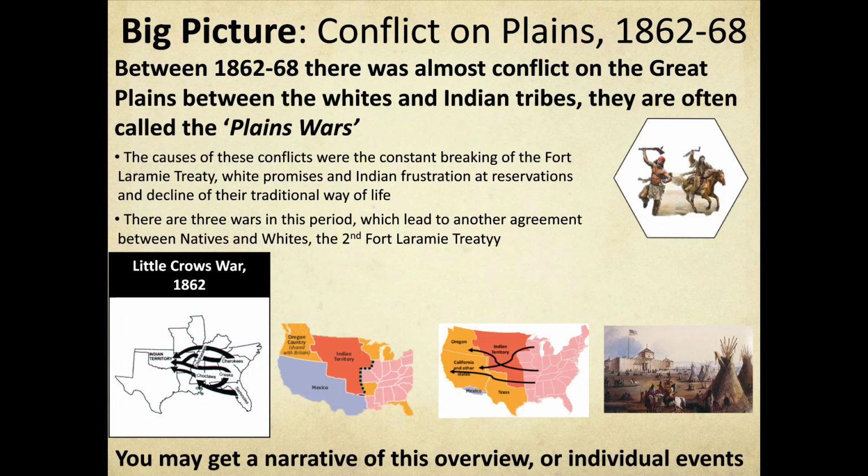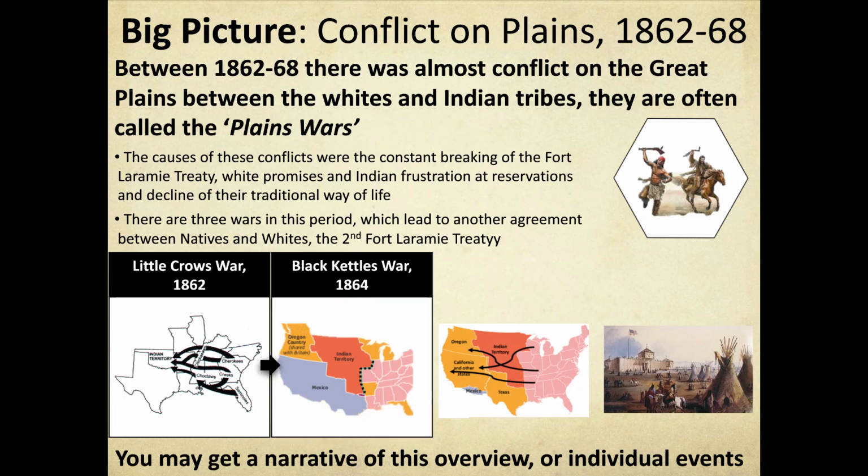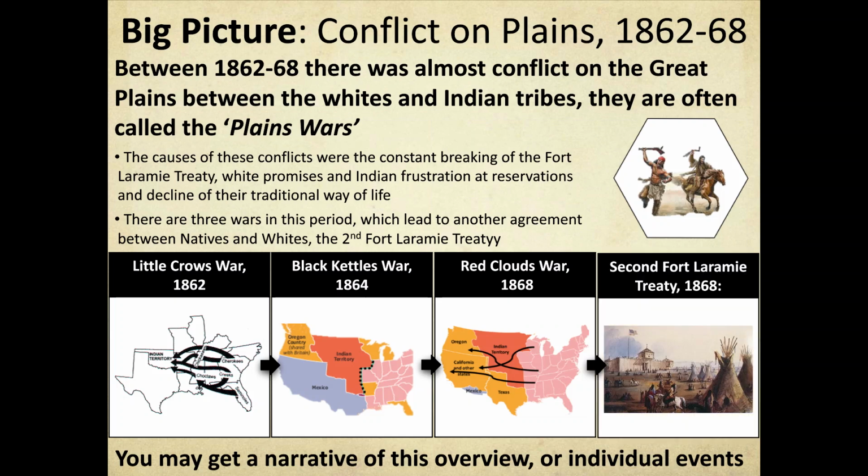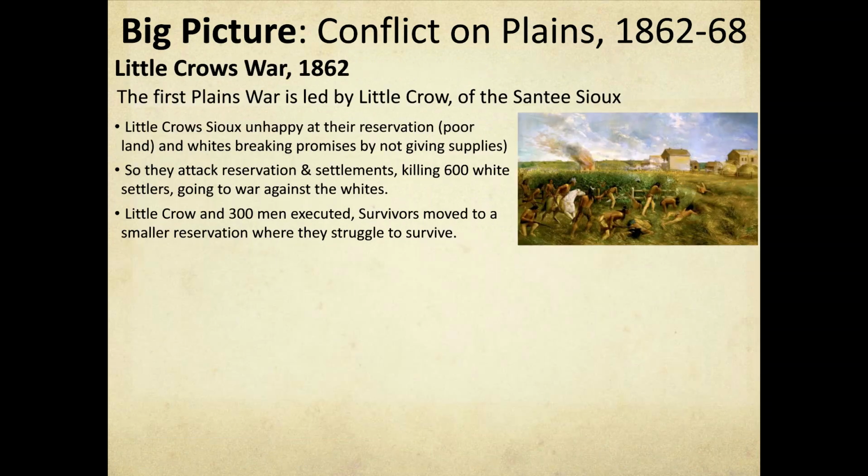Conflict on the plains, plains wars. The causes of these conflicts were the constant breaking of the Fort Laramie Treaty, white promises, and the Indian frustration at reservations and the decline of their traditional way of life. There are 3 wars in this period which lead to another agreement between natives and whites, the Second Fort Laramie Treaty. You may get a narrative of this overview. Little Crow's War, 1862, Black Kettle's War, 1864, Red Cloud's War, 1868, and the Second Fort Laramie Treaty in 1868. Let's look at these more closely.